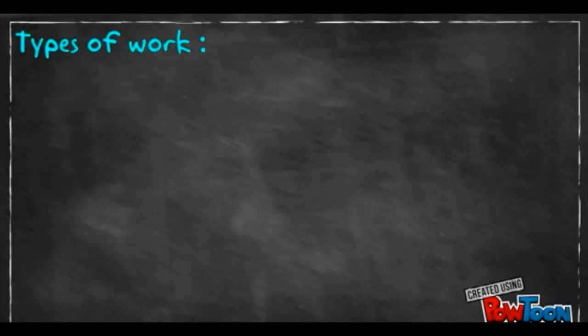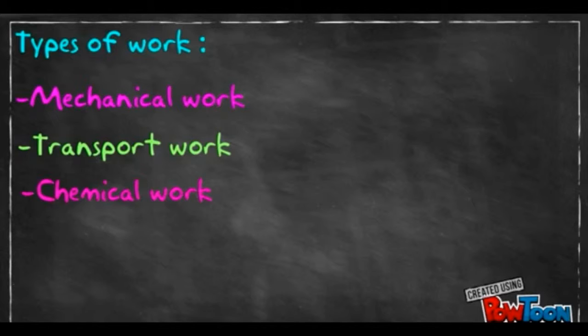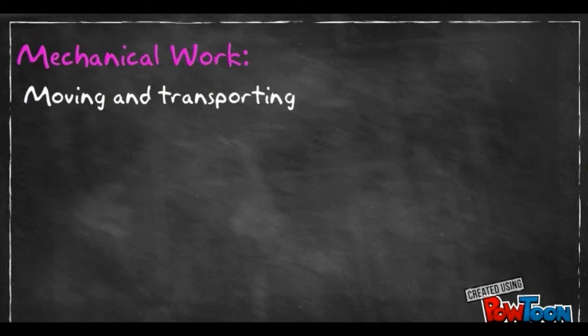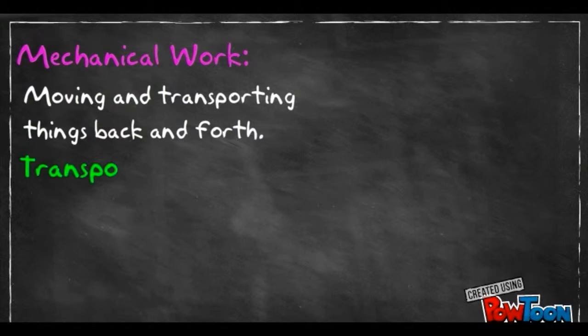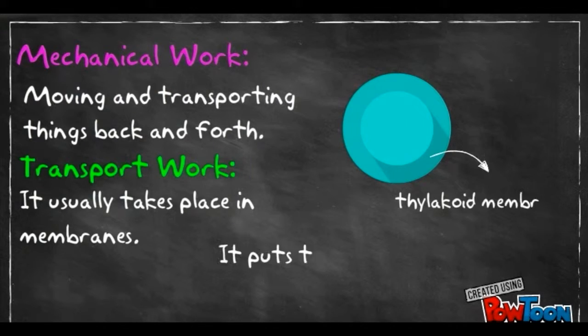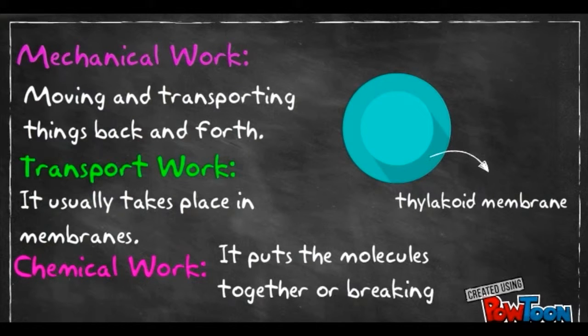The three main kinds of work that happen in the cell are mechanical work, transport work, and chemical work. Mechanical work is moving and transporting things back and forth. Transport work usually takes place in membranes, such as the thylakoid membrane, and chemical work puts the molecules together or breaks them down.